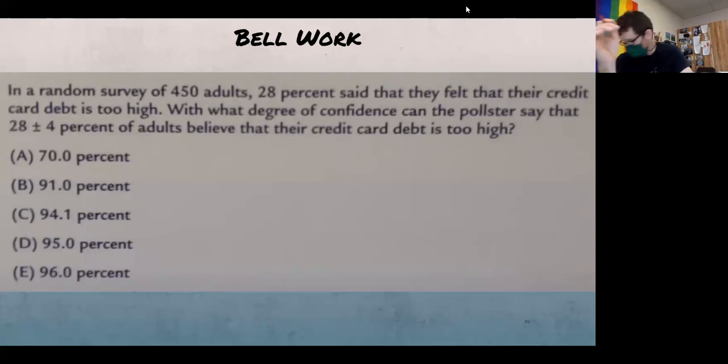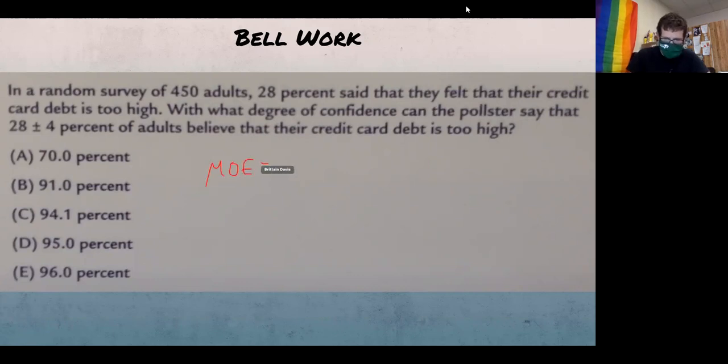This problem is a little bit tricky. The first thing we want to remember is that we're looking at a confidence interval. We're looking at the margin of error, and we want to figure out what the z-score, the critical value, is going to be for this particular problem.